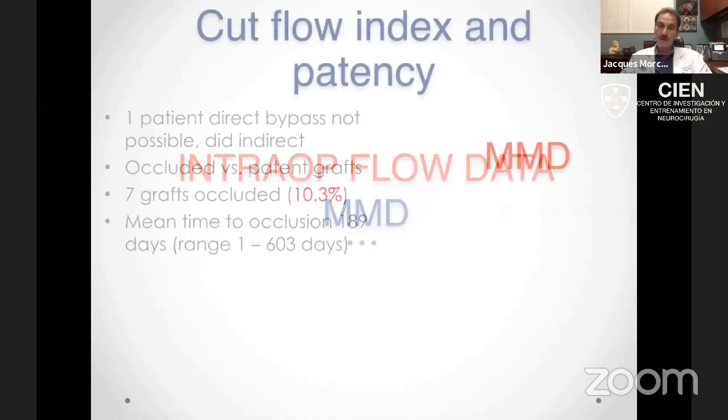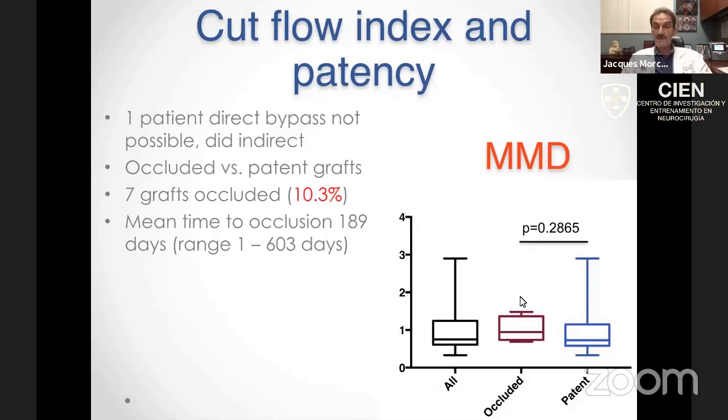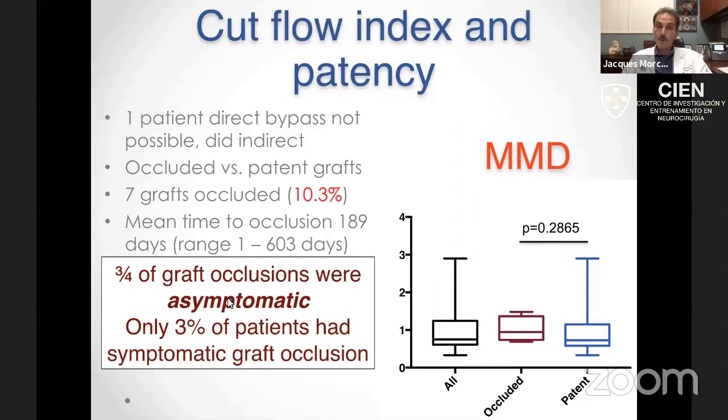So I measured flow, as I showed you. In Moyamoya disease, there was no difference based on the cut flow index between those grafts that occluded later on and the grafts that stayed patent. The grafts that occluded later on were 10%, up to 3 days later. And most of the time, three-quarters of the time, the occlusion of the graft was asymptomatic. What does that mean? These are not technical failures. These are the evolution of the normal physiology and the indirect collateral formation that often forms. And then the direct bypass is not needed and slowly closes off.